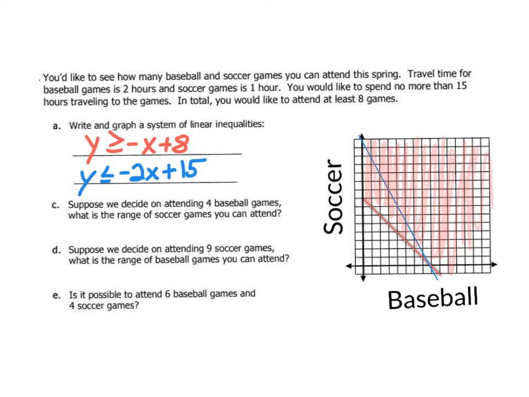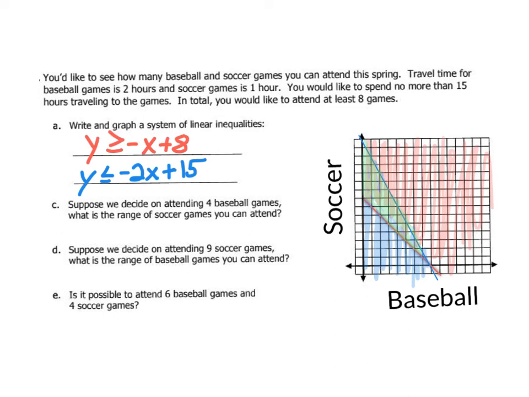And then our other inequality is y less than or equal to negative 2x plus 15. You can see in blue here that I have graphed it. But then we need to shade everything that is less than or equal to that. So let's go ahead and shade everything below that. And then you can see that our answers are inside this area here. That would be where we would find our double shaded region.